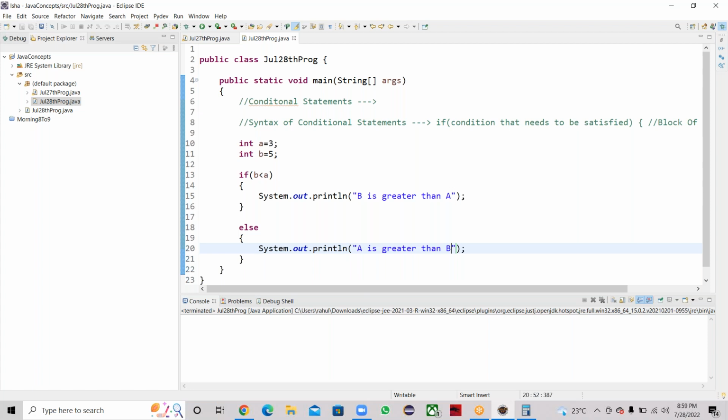What's the answer, Haripriya? A is greater than B. No, the answer will be B is greater than A. Iqbal, you're getting confused. What is the value of B? 5. What is the value of A? 3. So 5 is not less than 3. So what will be the output? A is greater than B, right? Right.